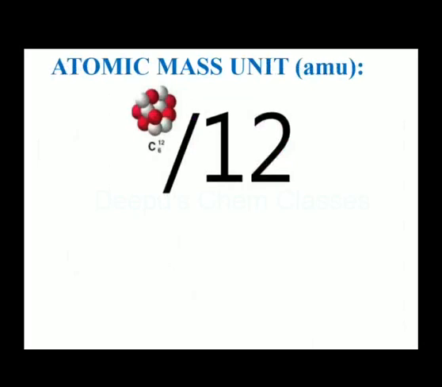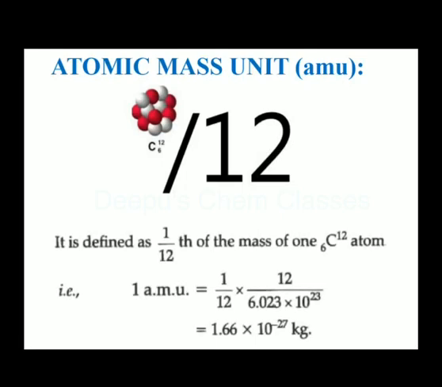So let us see what is atomic mass unit. Okay, that is AMU. It is shortly represented as AMU. Actually, it is defined as 1/12th of the mass of a carbon-12 isotope. 1 AMU is equal to 1.6605 into 10 to the power minus 27 kilogram approximately.